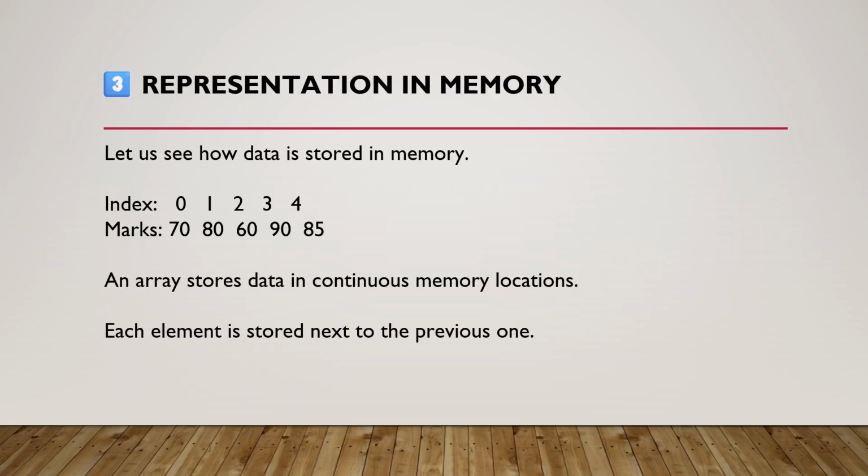Third is representation in memory. Let us see how the data is stored in memory. In the marks integer array, at the 0th position, the first integer, at the first index position, the second mark, and so on, up to the fourth position, the fifth student's marks are stored. In an array, the index position always starts from 0. Why is this always from 0? We can learn this in the next videos.